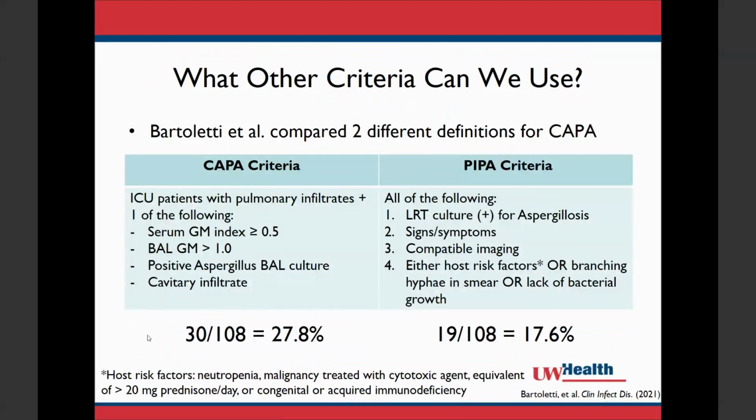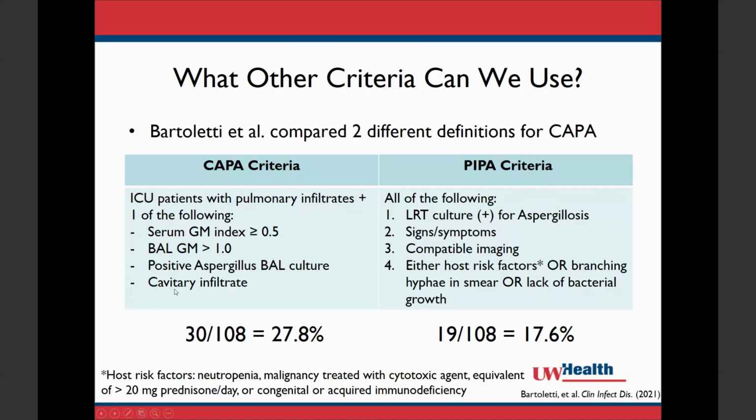So since the EORTC criteria is designed for immunocompromised patients, let's look at some other diagnostic criteria that have been suggested. Going back to the Italy study with Bartoletti, they compared two different definitions for CAPA to see how that affected diagnosis rates. First was the CAPA criteria, and this involves ICU patients with pulmonary infiltrates, and they just needed one of the following.